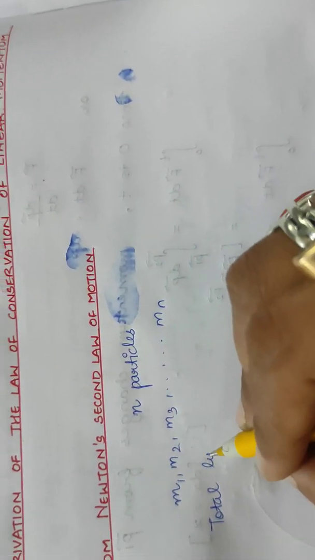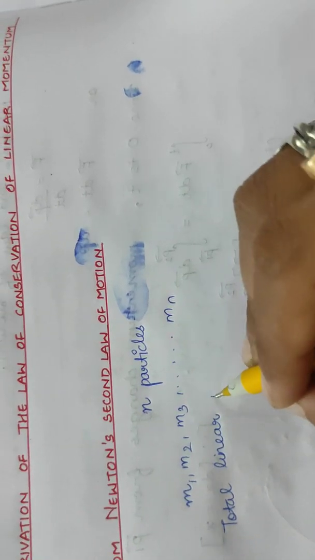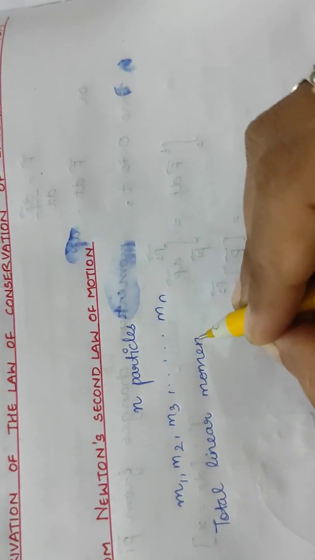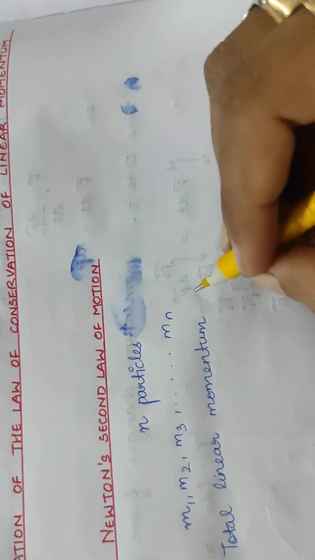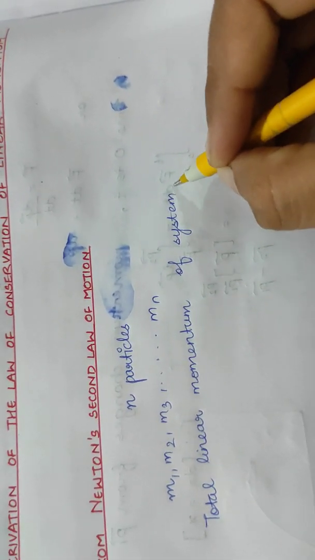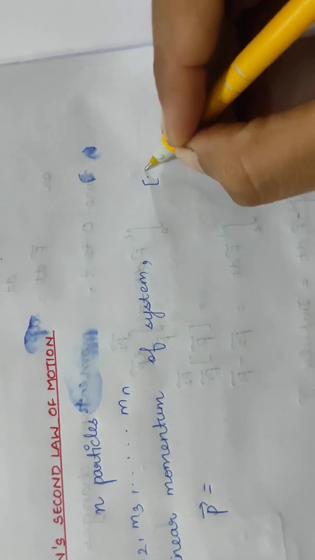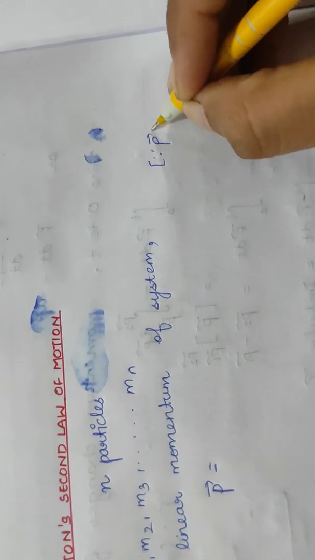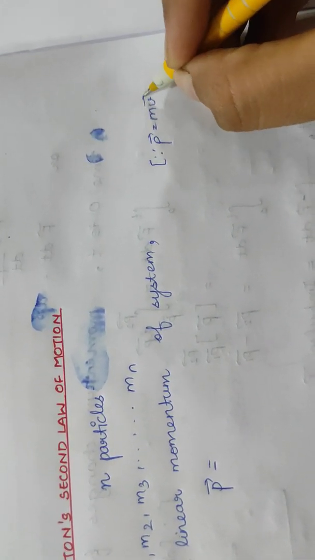So total linear momentum of this system will be equal to vector p. And what is linear momentum equal to? It is equal to mv.